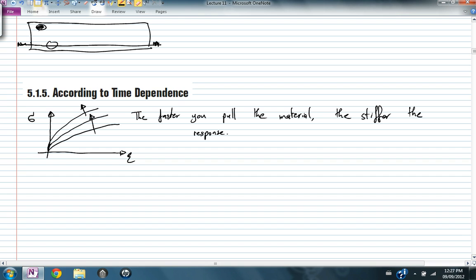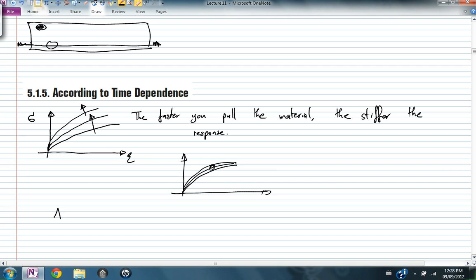Now that means that the material really depends on time. It's time dependent. So depending on how fast you're pulling the material, and on the range of applicability of this material, if I can group all these time dependent responses together, so for example if the time dependence is very small, then I can assume that this material is not time dependent.